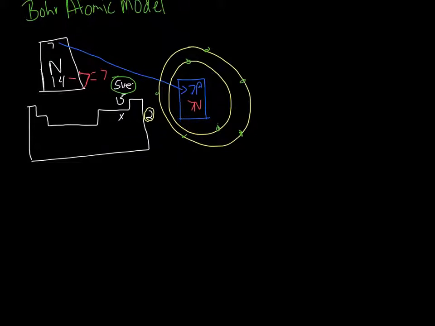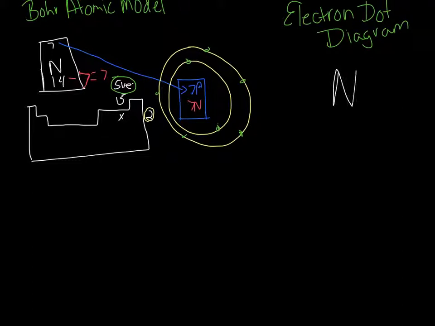Now if we were to make an electron dot diagram of nitrogen, then we would use the symbol for nitrogen, and then however many valence electrons there are would be represented with dots. 2, 3, 4, 5. So that's the electron dot diagram of nitrogen. Notice that's not how many total electrons nitrogen has. It has 7 total, but this is the outermost electrons. Those are your valence electrons.